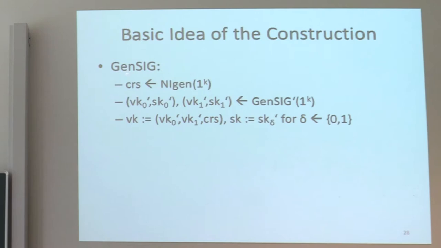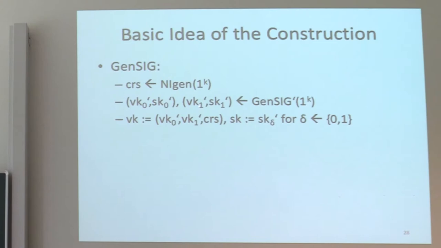The signature scheme that we're going to construct generates keys as follows. First of all, it uses a non-interactive proof system. I'm not going to go too much into detail, so we need witness indistinguishability and so on, but don't worry about this. So a common reference string for a proof system. Then it creates two key pairs from an underlying signature scheme. And then the resulting verification key for the signature scheme corresponds to both verification keys and the common reference string.